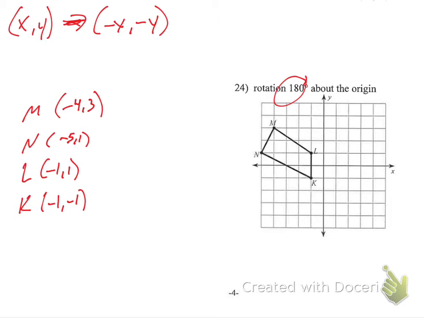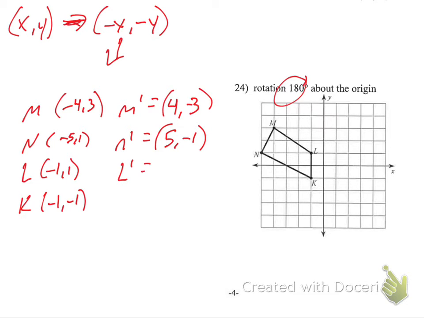So if we apply this rule here, all we're doing is flipping the signs. So M prime is going to be (4, -3). N prime is going to be equal to (5, -1). L prime is going to be equal to (1, -1). And then K prime is going to be equal to (1, 1). Then you would want to plot those points in this area right here and label them, and then you're all set.